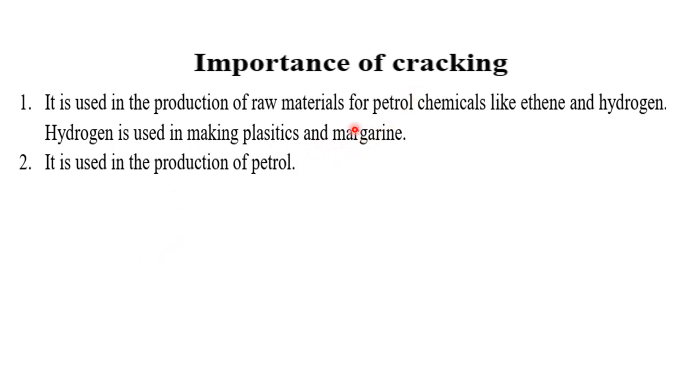What is the importance of cracking? Cracking is used to produce raw materials for petrochemicals such as ethene and hydrogen. When you break down large hydrocarbons, you produce very useful hydrocarbons such as ethene, and when you polymerize ethene, you can use it to make plastics. Hydrogen can be used as a fuel, or to make margarine. The second importance is that it is used in the production of petrol. When you crack large hydrocarbons, you can produce petrol, which is used as a fuel.